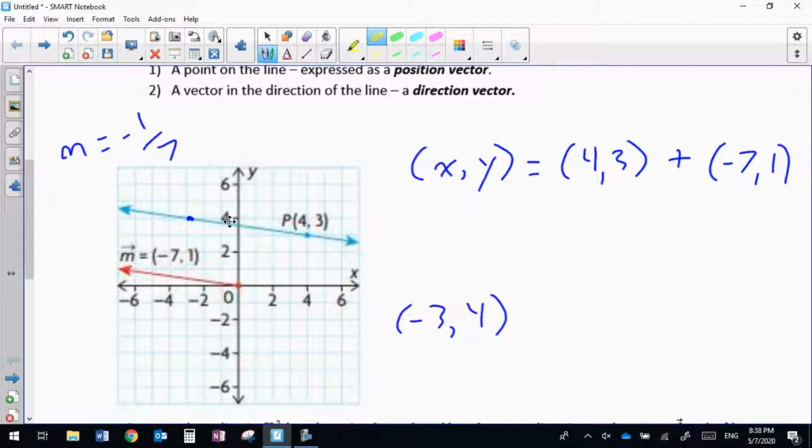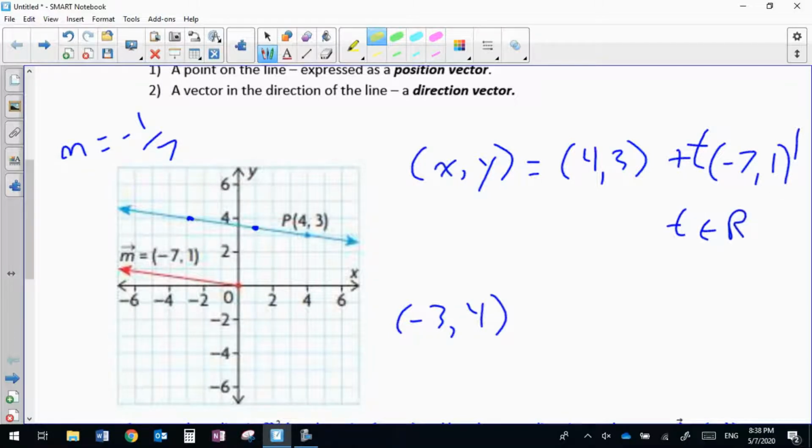Now I can add, instead of adding (-7, 1), I could add half of (-7, 1), and then I would get to whatever this point is right about here. I could add a third, and I would end up somewhere here. I could add 2 of these red vectors, 2 m's, and I would end up somewhere over here. I could even subtract m's and end up over here. So what we say is this is actually, I'm going to put t here, where t is any real number.